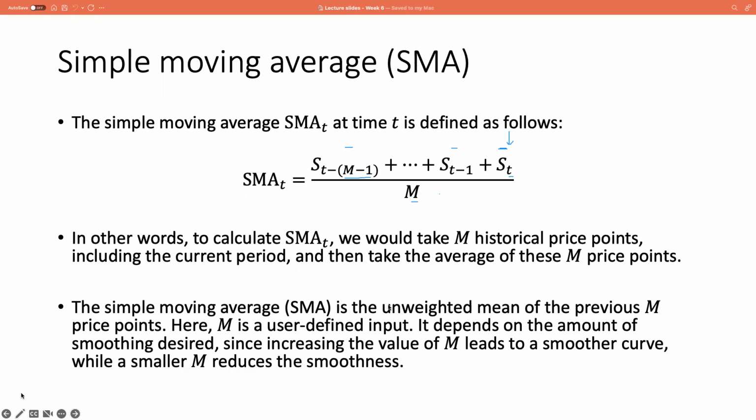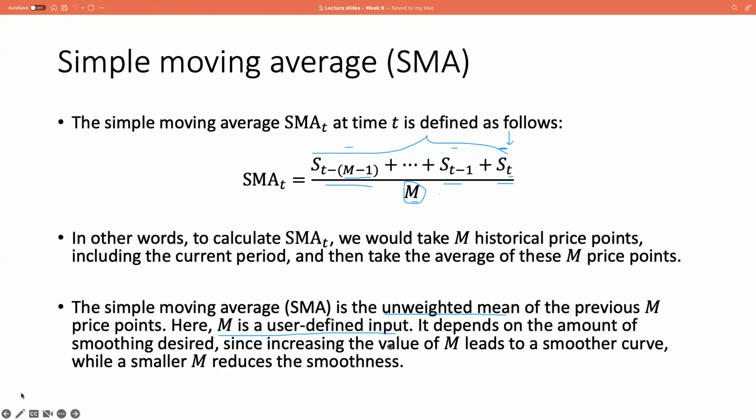The moving average essentially is an unweighted mean, right? So we're taking all the historical points in the window and we add them up. So essentially, if we divide by n for each element here, the weight is essentially 1 over n. So it's unweighted because we treat every historical point the same. So n is a user-defined input. We can make it shorter, we can make it longer. It depends on the amount of smoothing effect desired, right?